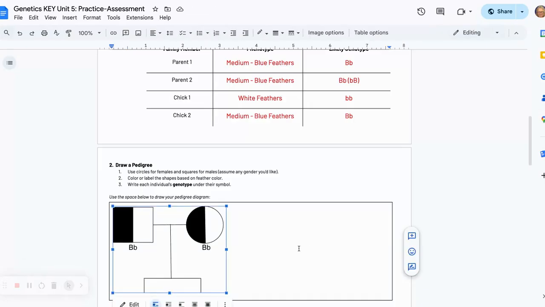Notice that to add the offspring, I have drawn a line down from the mating pair, but because these parents had two offspring, we're going to make a line that's horizontal, and then we're going to have two lines coming down like this. We do not want to draw a line between the offspring, otherwise that would show they were a mating pair. Instead, we're going to draw a line above them and have a couple coming down.